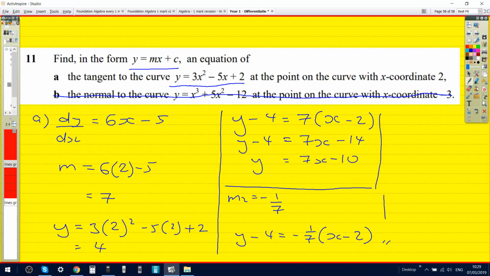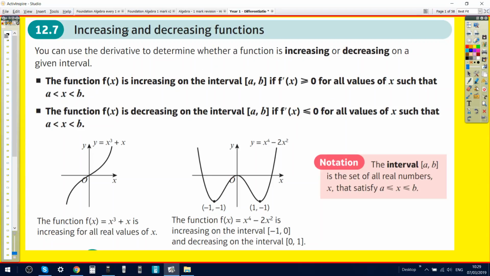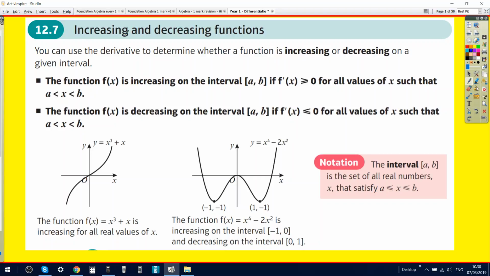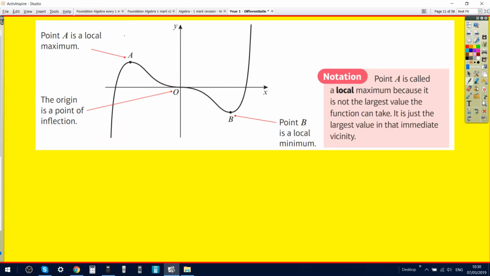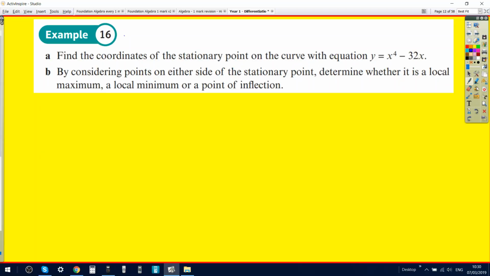Yeah. So that's most of differentiation. Differentiation is huge. It used to be in C1 and C2. Increasing and decreasing functions: gradient is negative, it's decreasing; gradient is positive, it's increasing. So they've written it a different way. Stationary point, do you know what that is? No. That's when the gradient is 0. Right. So you find dy/dx, make it equal to 0 and solve it.